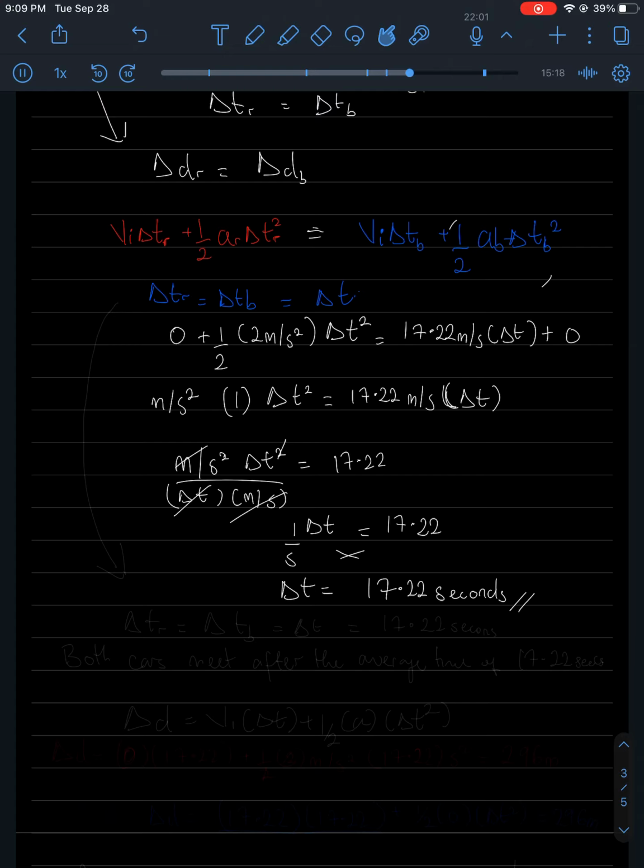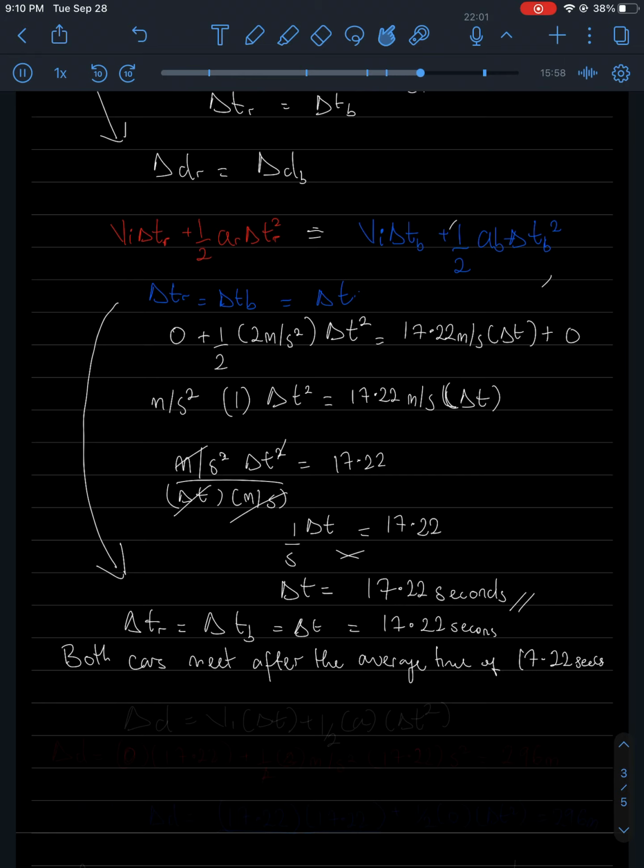We know delta t r is equal to delta t b, and this is equal to delta t. Therefore, the red car and the blue car meet each other after 17.22 seconds.